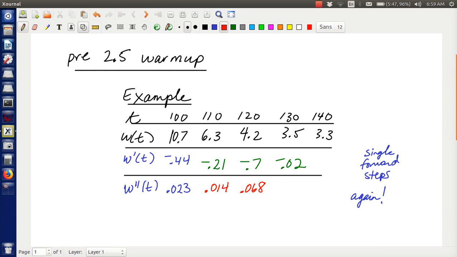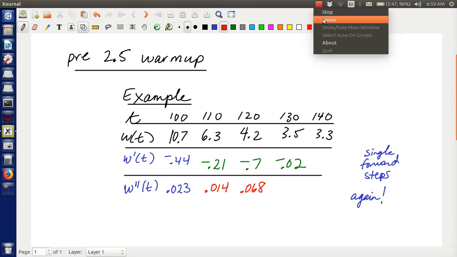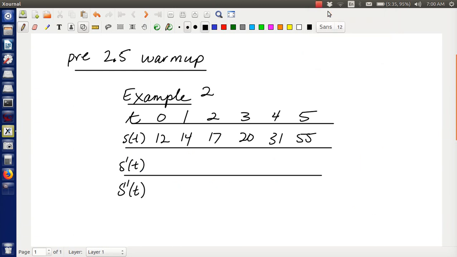So I'm going to actually pause this time. Okay, so there's the problem, and I'm going to do just a few steps, and you're going to fill in the rest of the chart. To get this spot, I'm going to do 14 minus 12 over 1, which is just a 2. And to get this spot, I'm going to do 17 minus 14 over 2 minus 1, so it's 17 minus 14 over 1. So that's just going to be a 3, right? And so you're going to fill in those guys, okay?